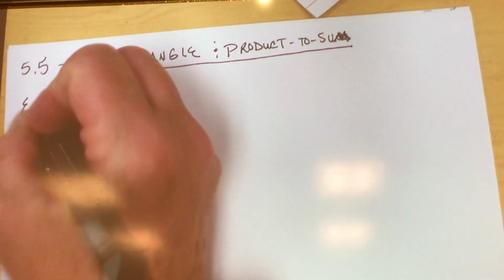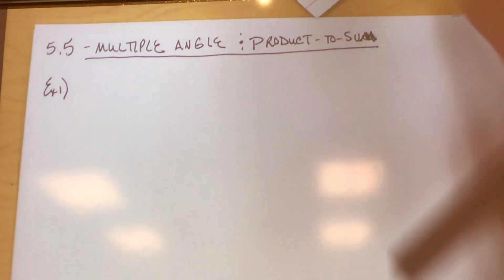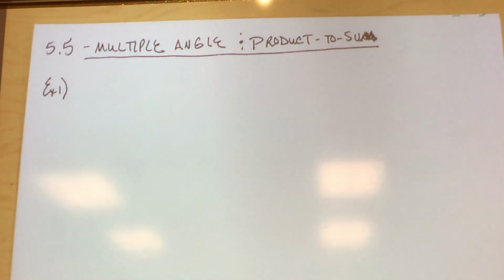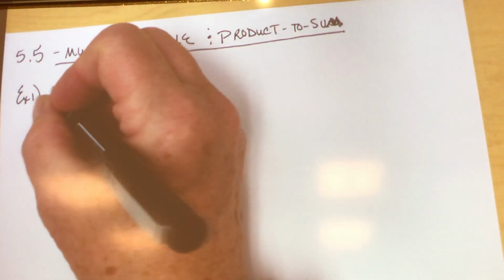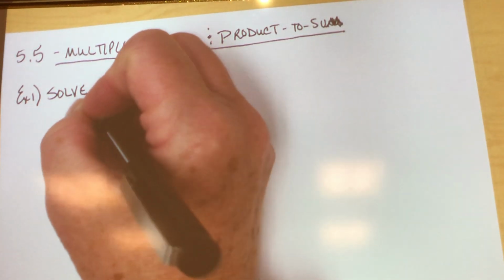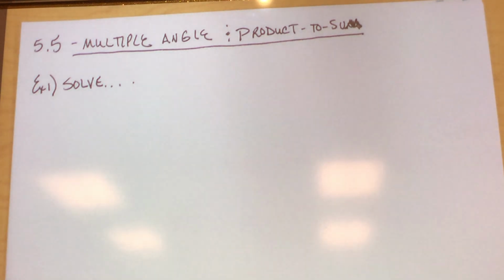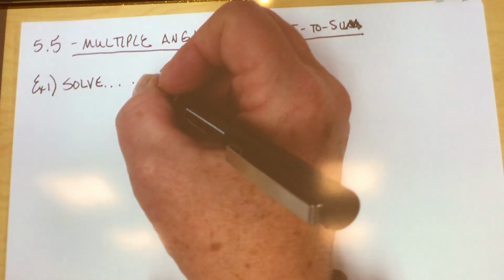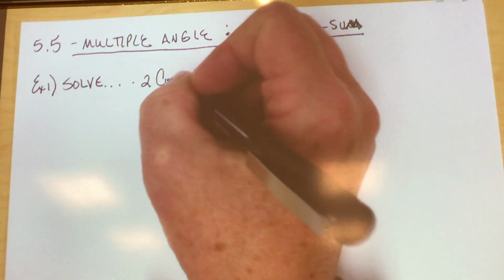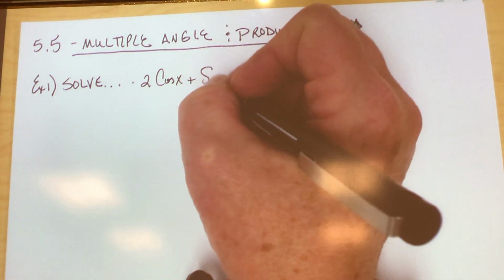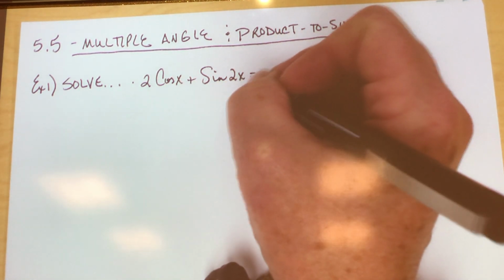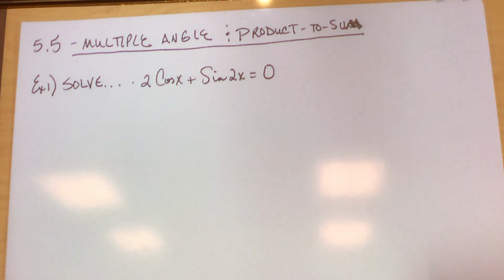Example 1. A lot of these skills you already have, but they're just kind of applying them to something using this card. This one says solve. So as soon as it says solve, I know they're going to give me an equation, and we're going to have to find an x or some variable. It looks like this: 2 cosine x plus sine 2x equals 0. So there's my equation. Obviously, I'm going to be solving for x.